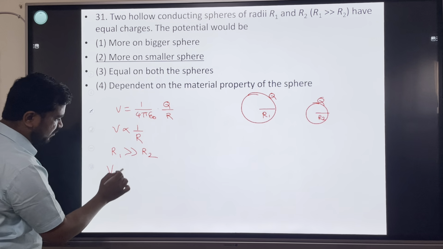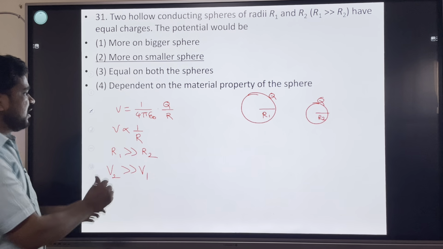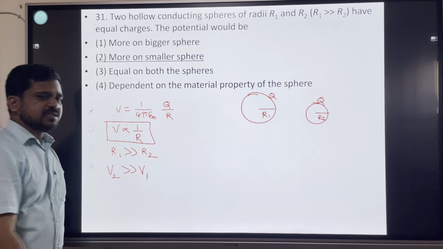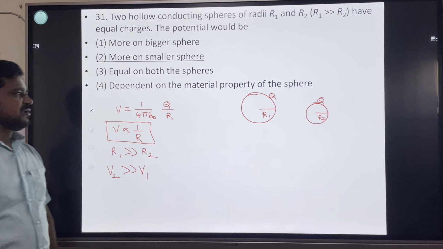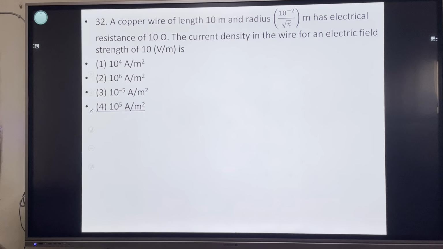Potential of sphere 2 is more than potential of sphere 1. V2 greater than V1. Potential and radius are inversely proportional. Next one.